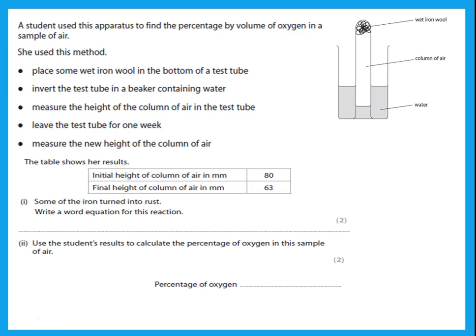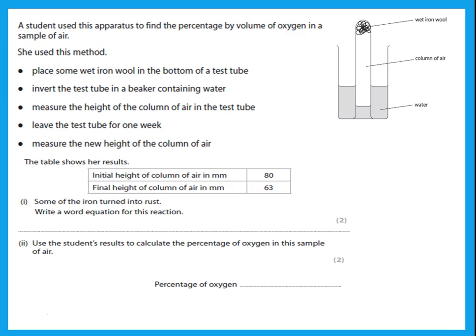A student used this apparatus to find the percentage by volume of oxygen in a sample of air. She used this method. Place some wet iron wool in the bottom of a test tube. Invert the test tube in a beaker containing water. Measure the height of the column of air in the test tube. Leave the test tube for 1 week. Measure the new height of the column of air.